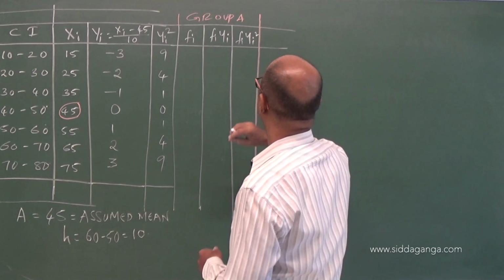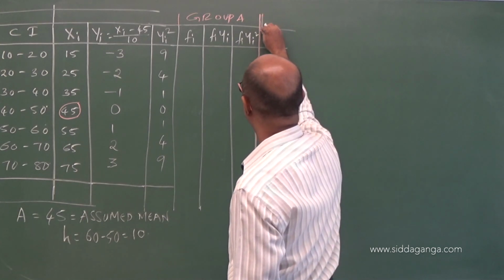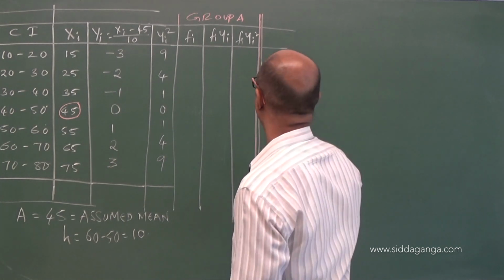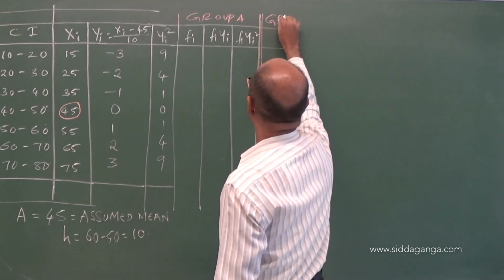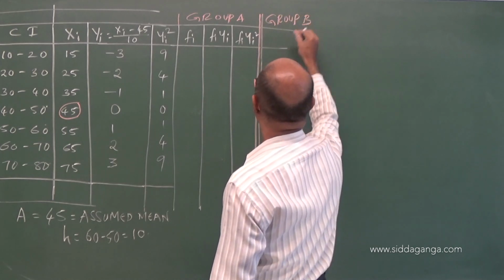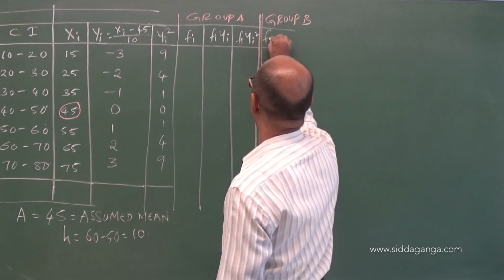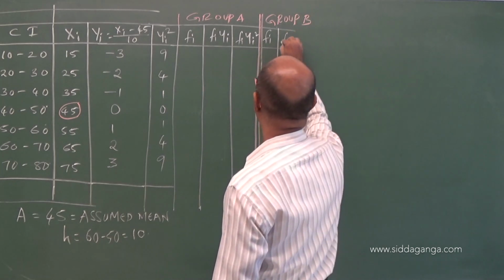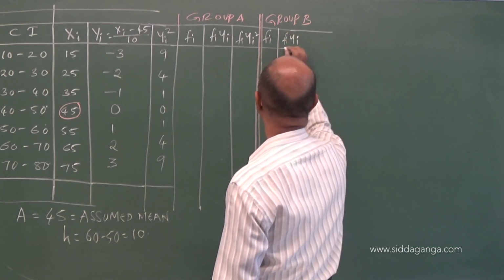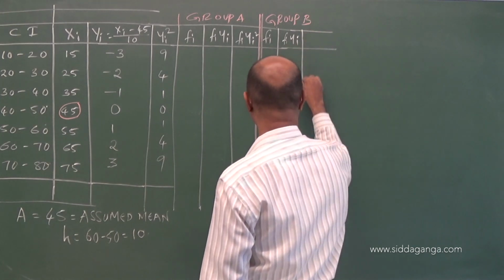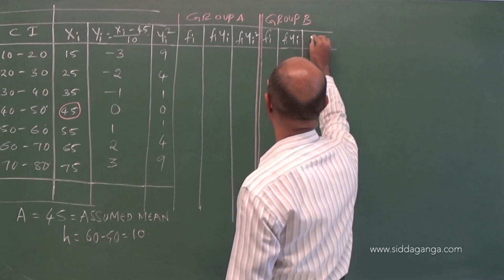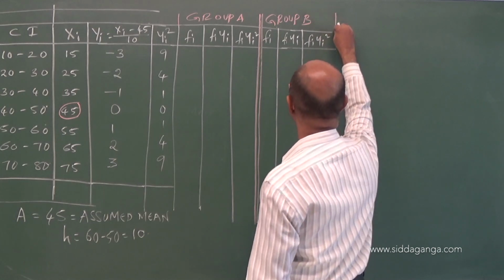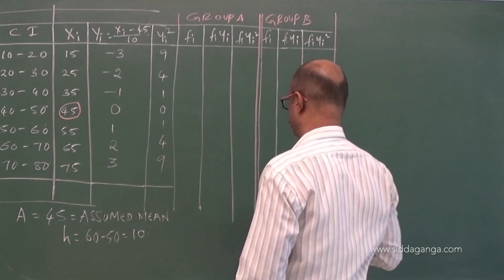Next we will find group B. I have put a double line so that you can notice. Next we will go for group B. For group B, similarly we will find Fi, frequency. We will find Fi into Yi, and next we will find Fi into Yi square. This is group B.